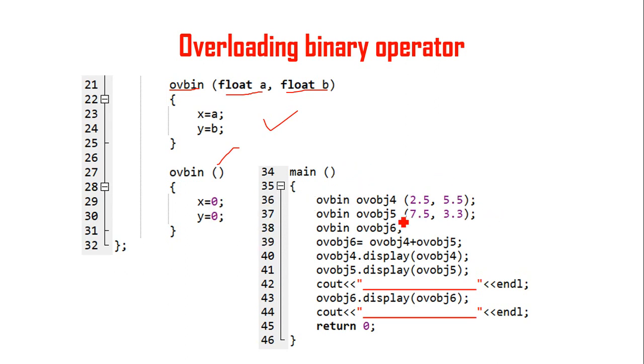The main program is there, and in the main program we create an object. One object is created called object 4. Object 4 is going to have two arguments. This will go for x, and this will be the y. Then this OVBin will have another object called object 5, and this will be the x value, and this will be the y value.